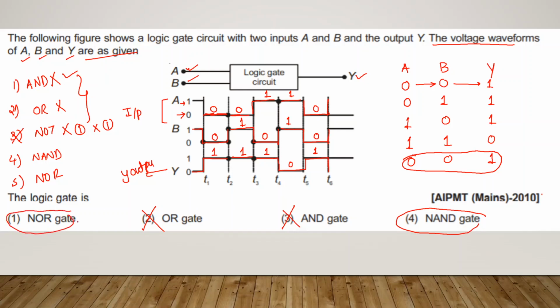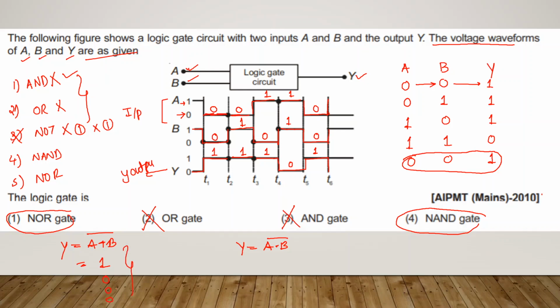I hope you remember the truth tables of NOR gate and NAND gate. What was the final output for NOR gate? It was (A plus B) bar. And for NAND gate, what was the output? (A dot B) bar. What was the output? 1, 1, 1, 0 for NAND, and 1, 0, 0, 0 for NOR. I hope everyone remembered that.